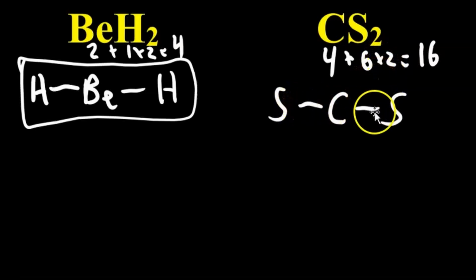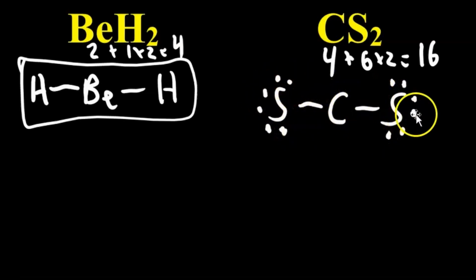There's 4 in the bonds, and we add them to the outer atoms first to form octets. So 5, 6, 7, 8, 9, 10. This now has a complete octet. There's 8 around the sulfur because 2 electrons per bond. 11, 12, 13, 14, 15, 16. So we now have 16 electrons in here.